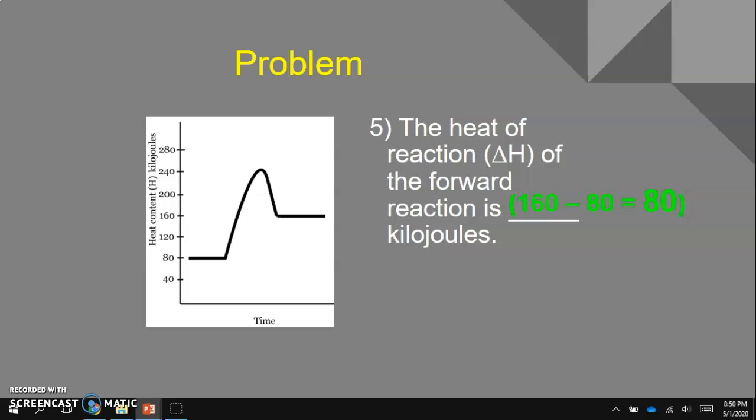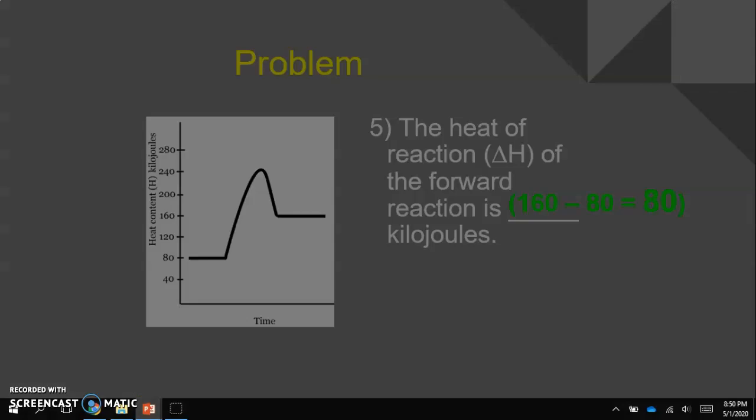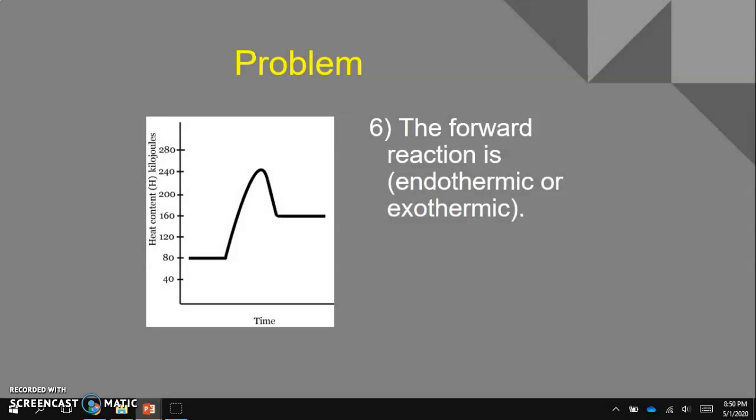So our activated complex is at 240, and the heat of our reactants was 80. So we're going to do 240 minus 80 because that's the difference in the energies. And that's going to give us 160. So the activation energy for this complex is 160 kilojoules. We just have to find the difference between your reactants and the energy of the activated complex, because that's how much energy it took to get us from the reactants to that activated complex.